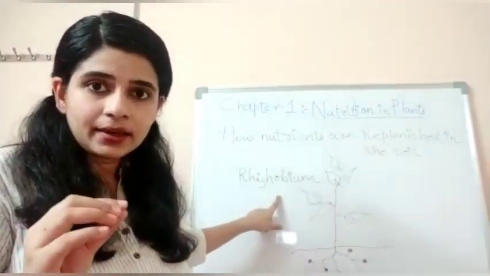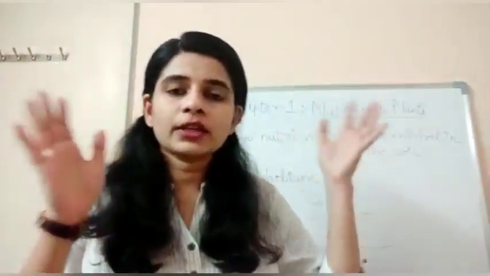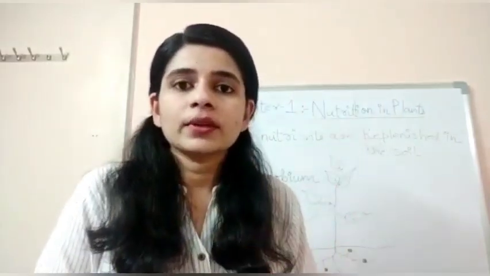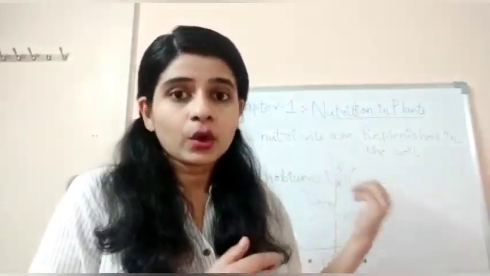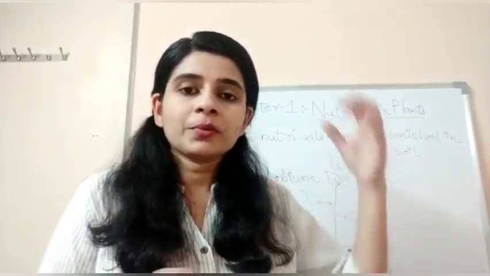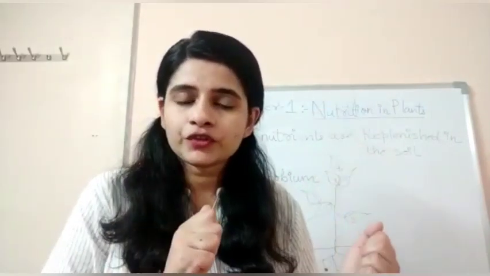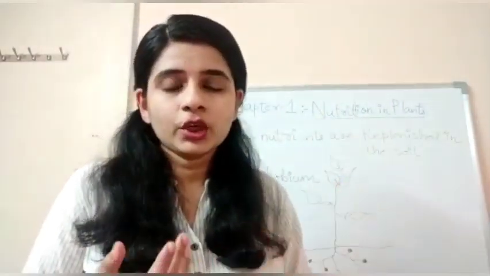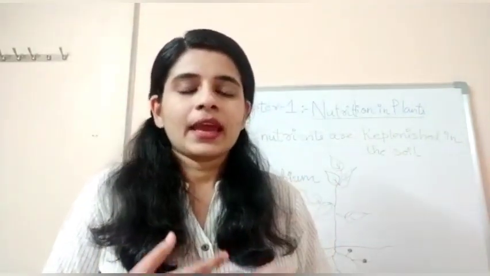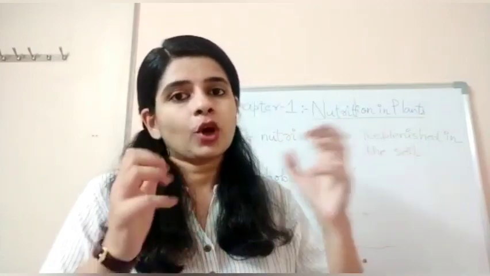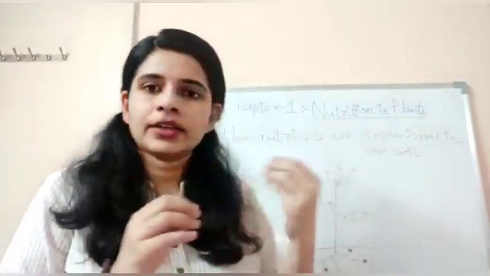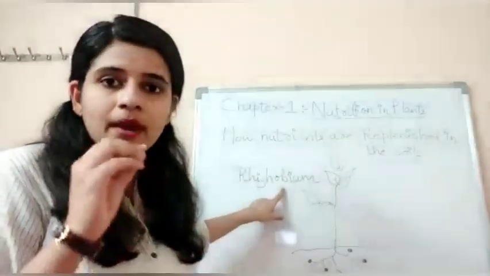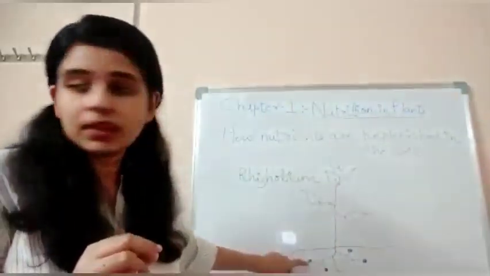Rhizobium is a bacteria which converts this atmospheric nitrogen into water soluble nitrogen, and rhizobium is found in the soil. Okay, so rhizobium will capture the nitrogen from the atmosphere and convert it into water soluble nitrogen, and the plants will absorb the water soluble nitrogen through their roots. So basically rhizobium are the bacteria which will be seen in the root nodules.